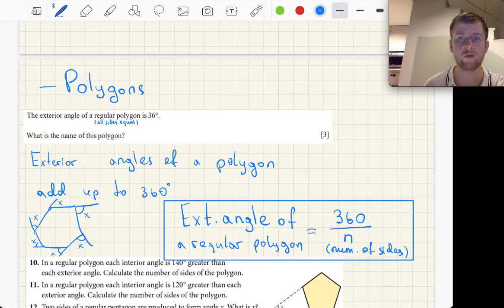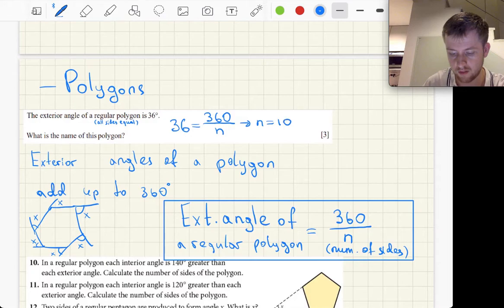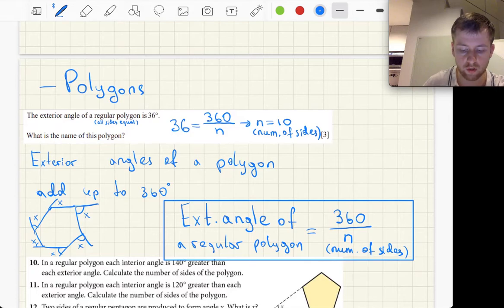Here we basically have to use the formula a little bit in reverse. We know the external angle is 36, but we don't know the number of sides of this polygon. So that's an equation we have. And in this case, you can easily see that n would be equal to 10. It means that this polygon with an external angle of 36 degrees has 10 sides, right? And the name of this polygon is decagon.